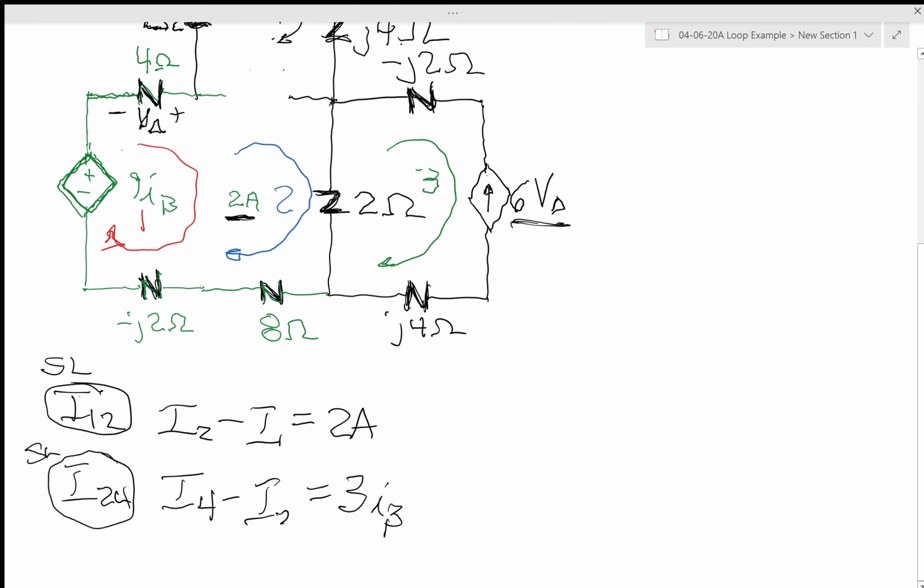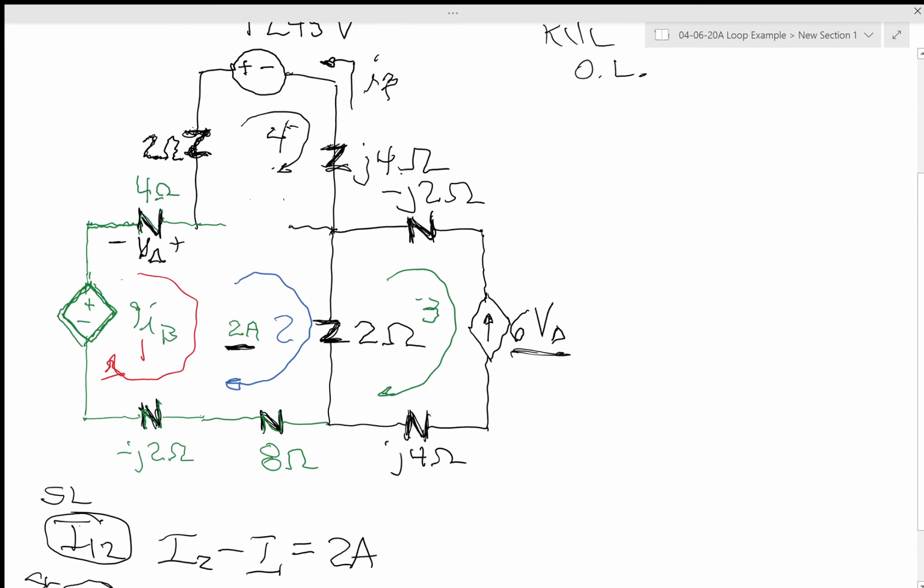So far I've got two equations, and I have four loops plus an Iβ equation I have to write and a V delta equation I have to write. So next what I'm going to do is I'm going to come in and look at this super loop equation. So as usual I start down here at the bottom and I go all the way around that super loop right there.